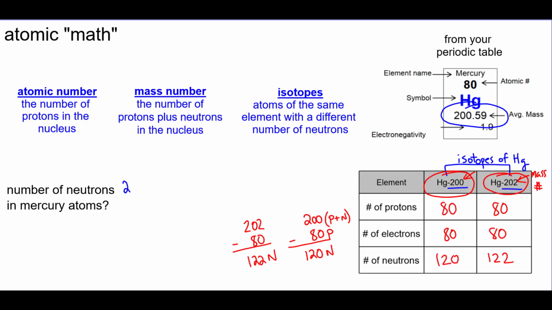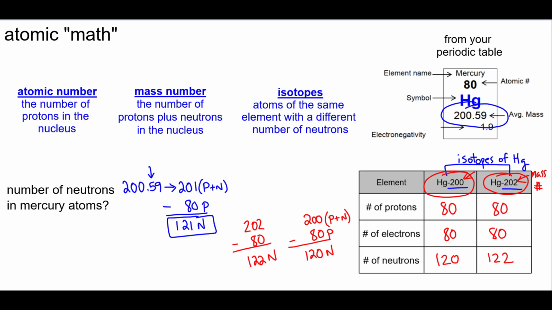So we're going to start with 200.59, and then we round it to the nearest whole number. So that's going to be 201, simply because the 5 makes us round up to 201. So that's 201 protons plus neutrons, and we're still going to subtract off those 80 protons from the atomic number. And so that works out to be 121 neutrons in the average atom of mercury.